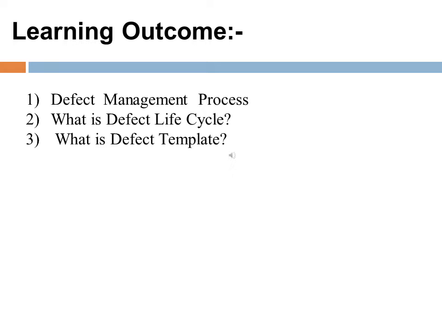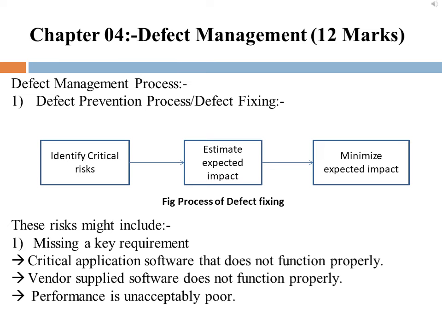The second topic is what is the defect life cycle, how the defect life cycle is used in defect management, as well as what is the defect template and why we use the defect template. So, chapter number 4, defect management. This chapter is given for 12 marks.